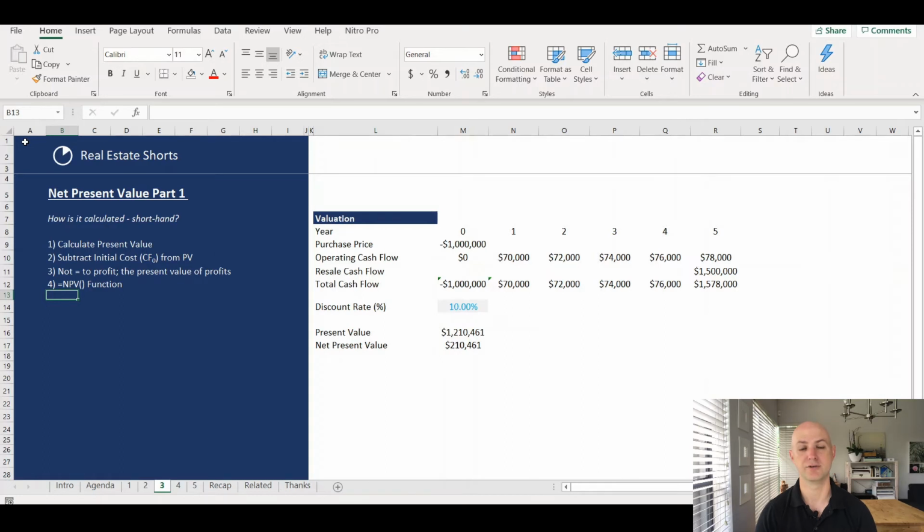Okay, so how is it calculated? There's two ways to calculate net present value. There's the longhand and then there's the shorthand approach. So we'll start off with the shorthand approach because I think this is really where the usefulness of a worksheet or a spreadsheet come into play. So net present value is easiest calculated when you first calculate present value and then you subtract your initial investment from that present value. So this begs the question, what function do you use?